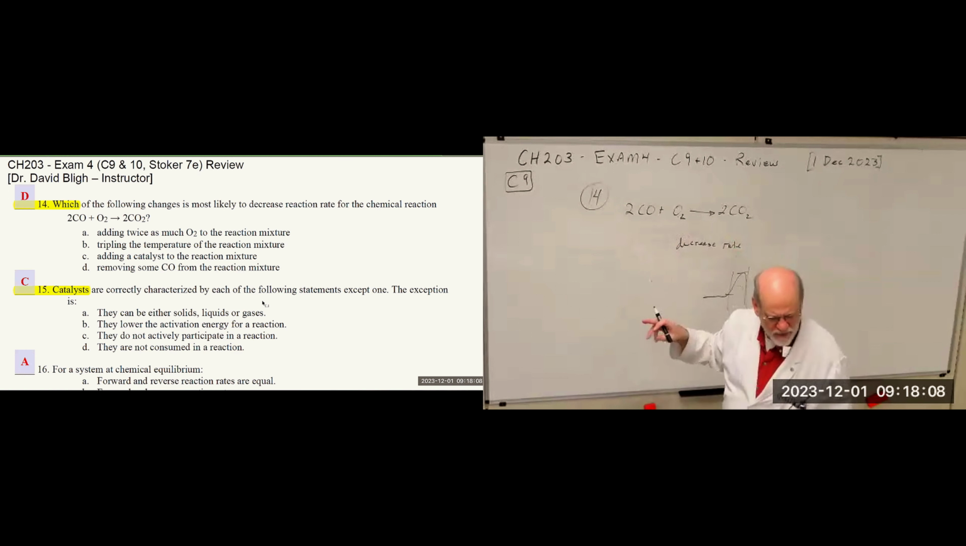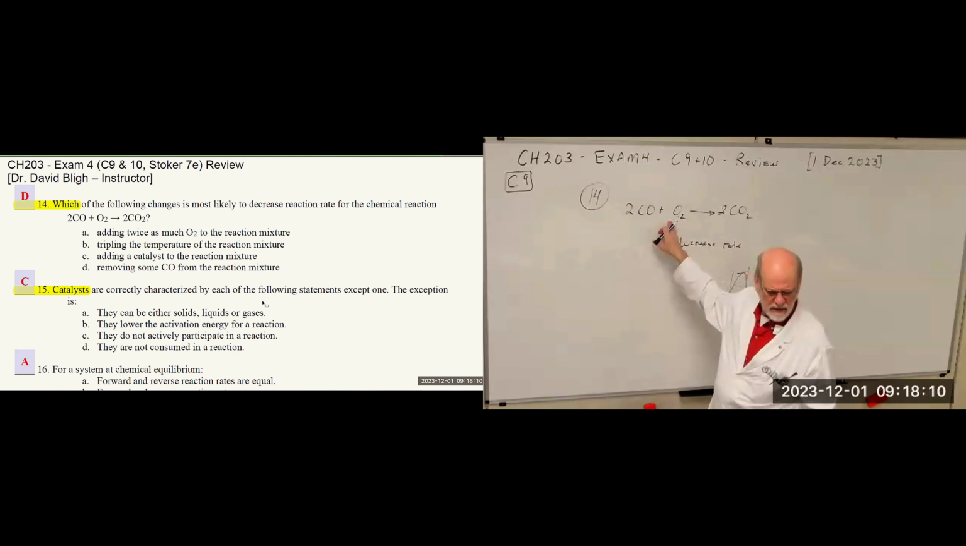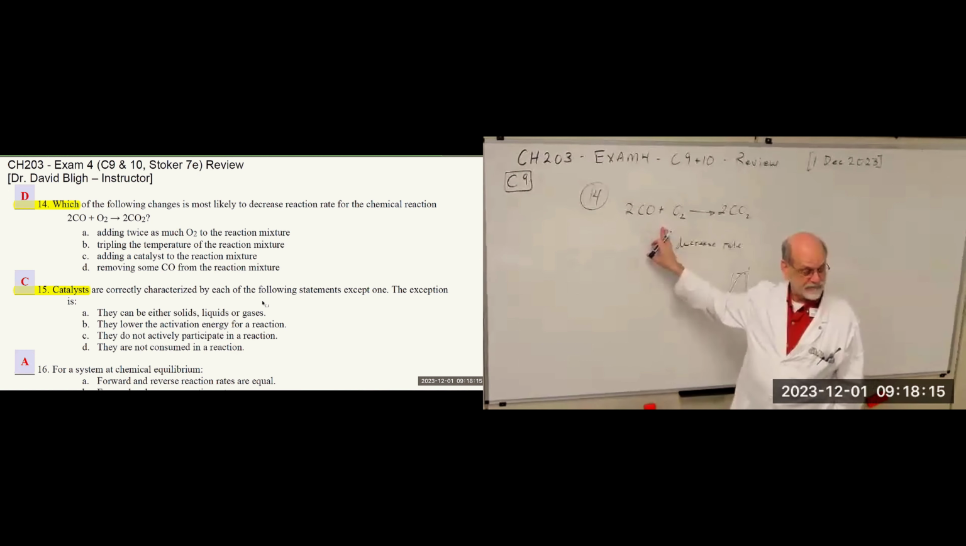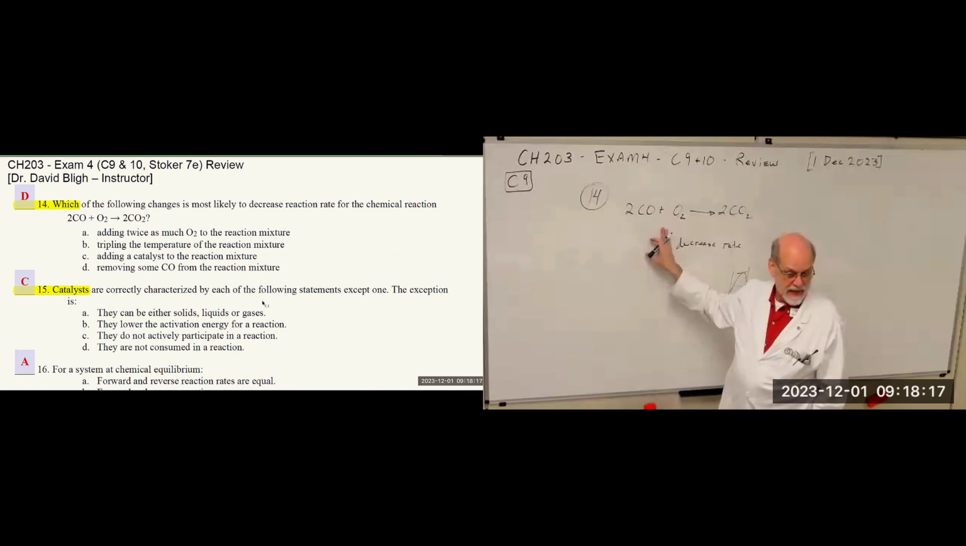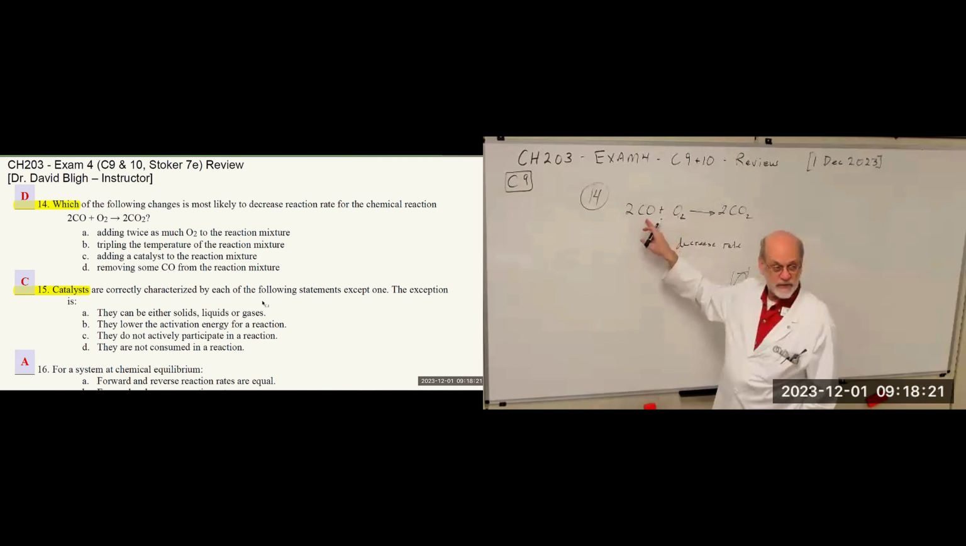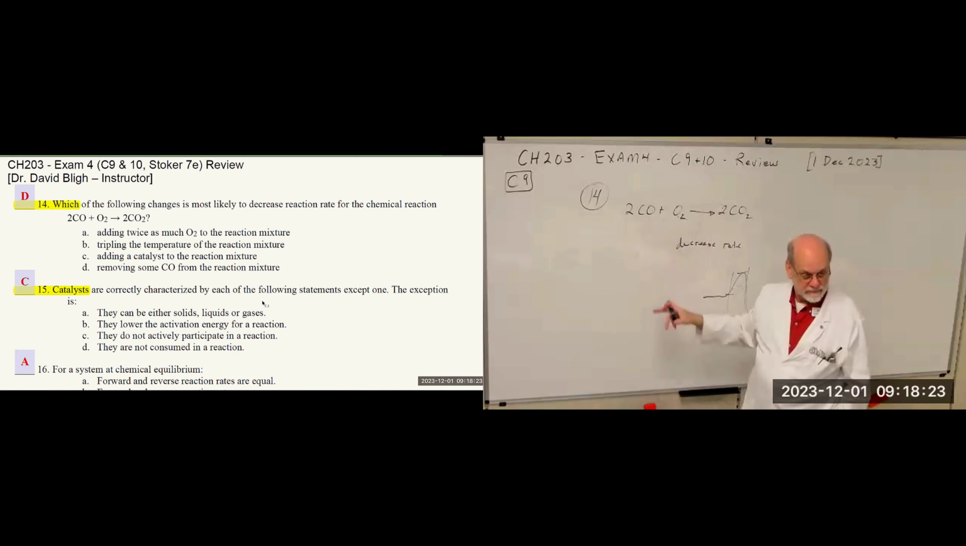All right. So adding twice as much oxygen would increase the rate. Tripling the temperature of the reaction would increase the rate. Right. Adding a catalyst would increase the rate. Removing some of the CO. If we can remove some of this, that will slow down the reaction.